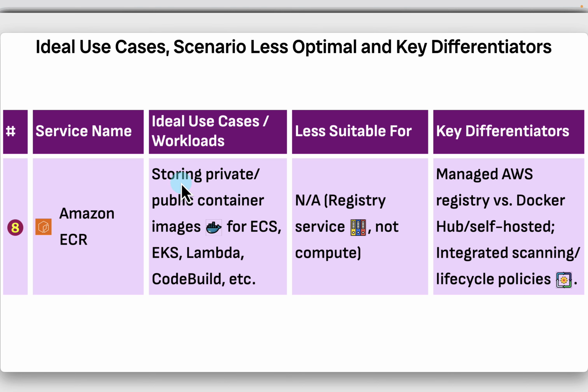So next, Amazon ECR. Ideal use cases are storing private and public container images for ECS. So ECS will just pull the images from here. Elastic Container Service, EKS, Lambda, CodeBuild, all these services can pull the images from the container registry. It is less suitable because this is a registry service and not compute. You just store the container images. Key differentiators are it's a managed AWS registry versus Docker Hub or self-hosted, with integrated scanning and lifecycle policies.